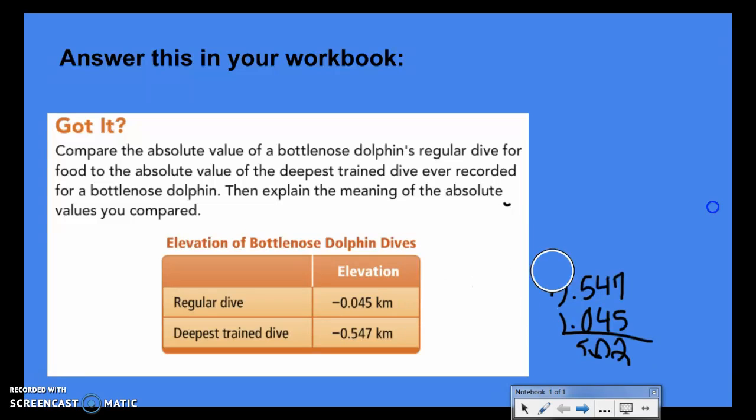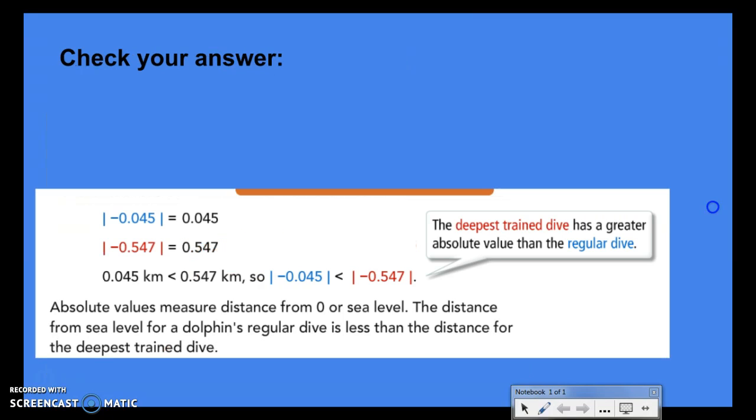Alright, I want you to go ahead and copy this right here into your notebook. This is a little bit of a better example. Compare the absolute value, and so on. So take a picture of what you see in the white, and I want you to copy all of that down. Okay? Pause the video so you have time. Alright, so here's your answer to comparing those two numbers.